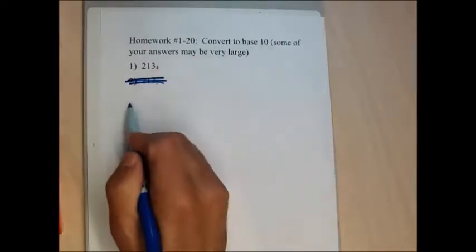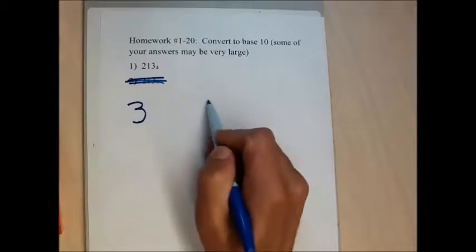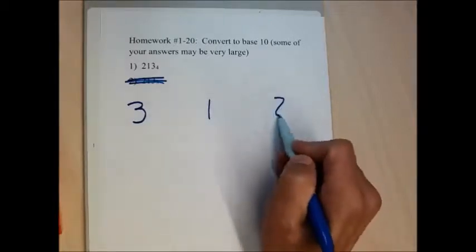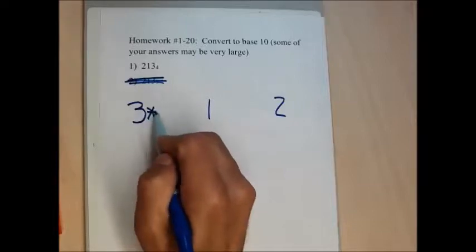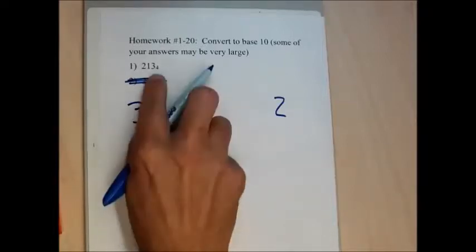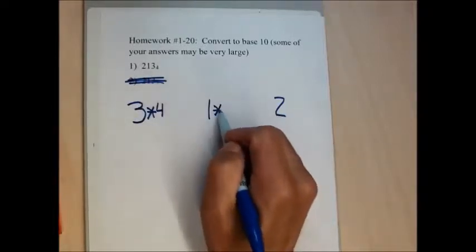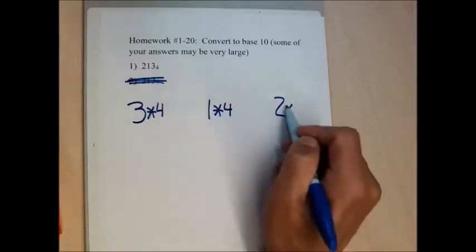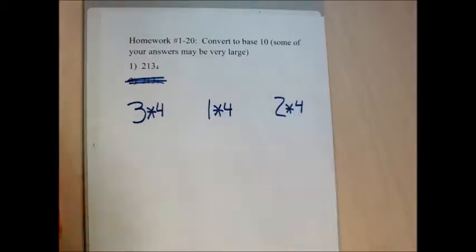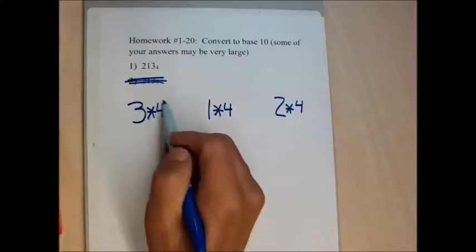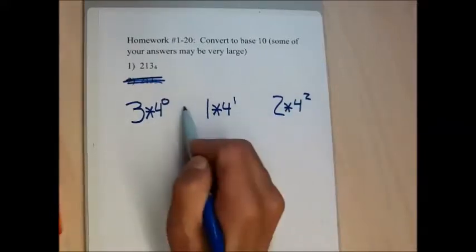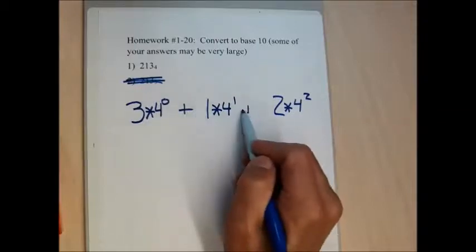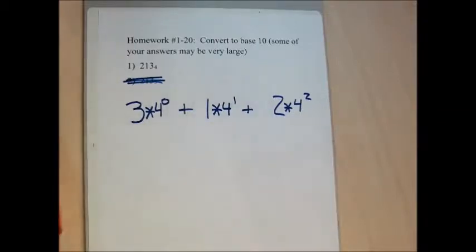How do I do that? I take the number and write it backwards. So I wrote 312. Next to each of the numbers, I'm going to put a times 4 because the base that we're starting with is 4. Now I'm going to give each of the 4's an exponent, starting with 0 and then going up by 1. And then I'm going to put plus signs between the terms. I have no desire to do this by hand, but you're more than welcome to do it by hand.